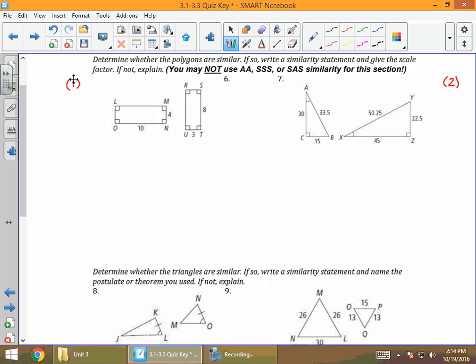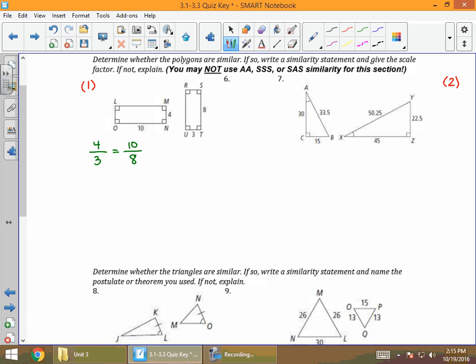If I look at these angles, 90, 90, 90, 90, and 90, 90, they're all the same. So I have congruent angles. That's the first piece of this. I do have angles that are congruent, but I need the sides to be proportional. So I have one proportion to check. The short side is 4 and the long side is 10 on the left rectangle. And on the right one, the short side is 3 and the long side is 8.